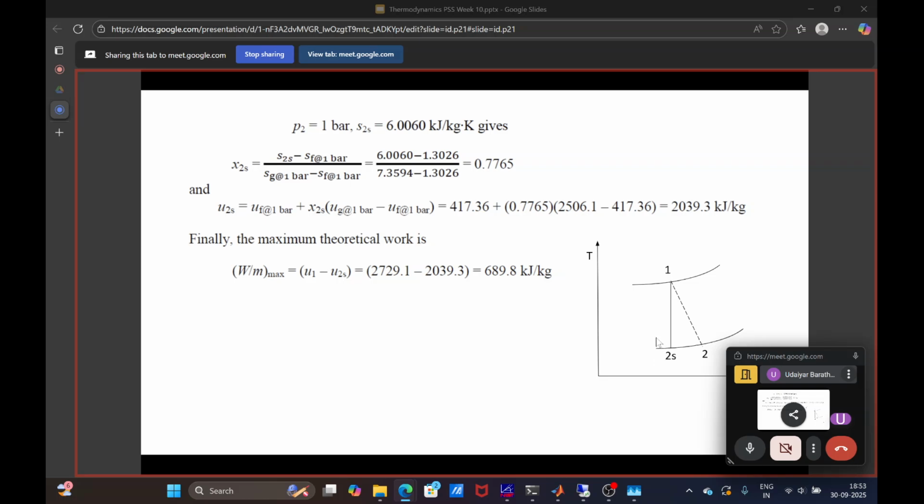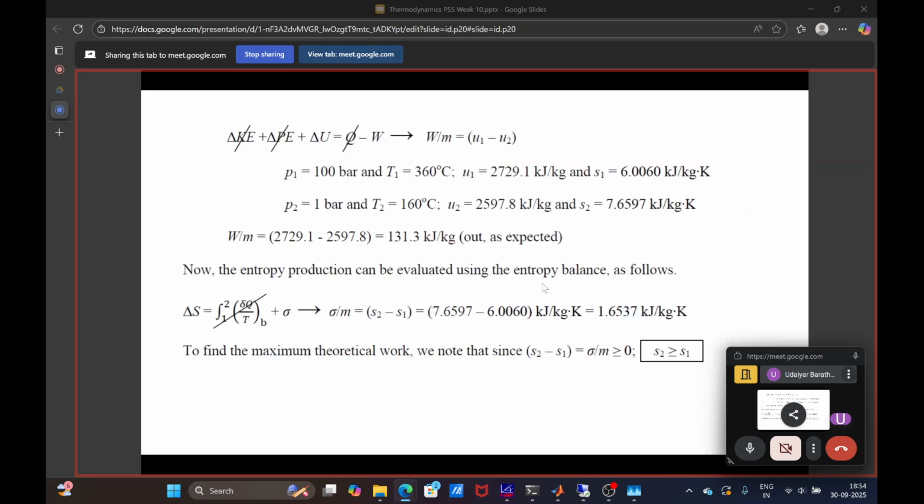With this we can now find the work, because it's still a reversible adiabatic process. Previously it was an adiabatic process, but now we are making sure that it follows a reversible adiabatic process for generating a maximum theoretical work. So you get U1 minus U2S. That is, U1 is 2729.1 minus U2S, which is 2039.3. So your work generated per kg of steam comes out to be 689.8 kilojoule per kg.